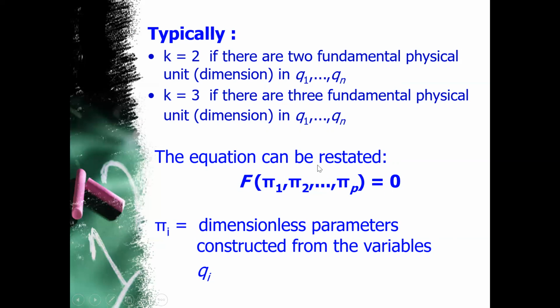So it becomes a new variable, but it may actually contain more than one variable from the original problem. So pi is a dimensionless parameter constructed from the variables q. So it's a new parameter, something that is being lumped together to simplify the relationship development.